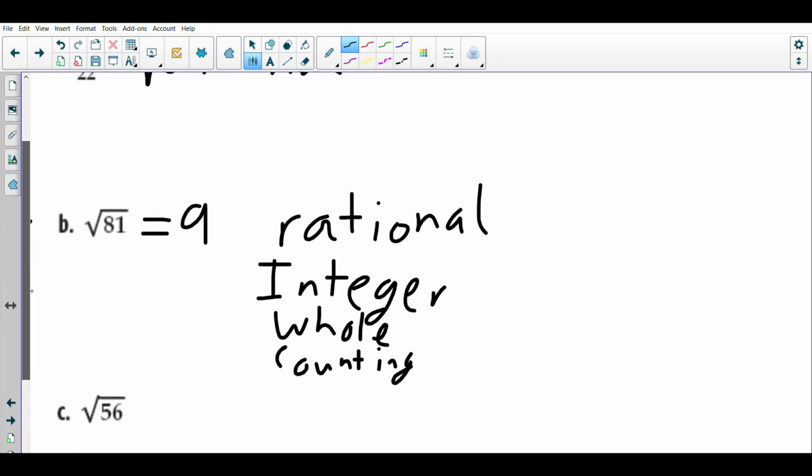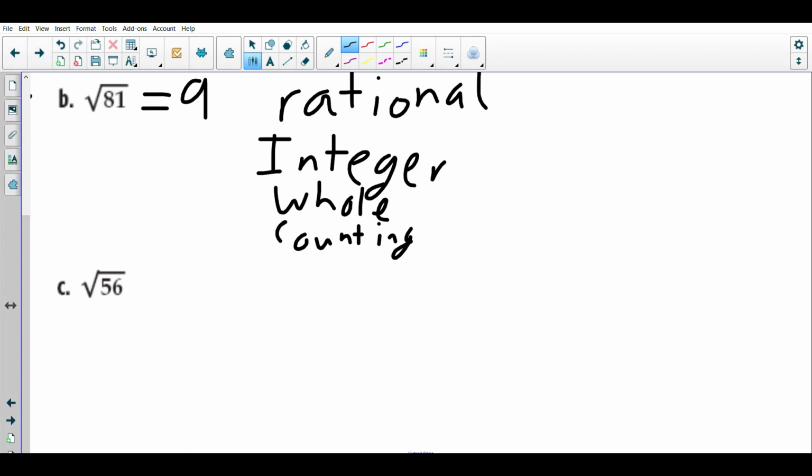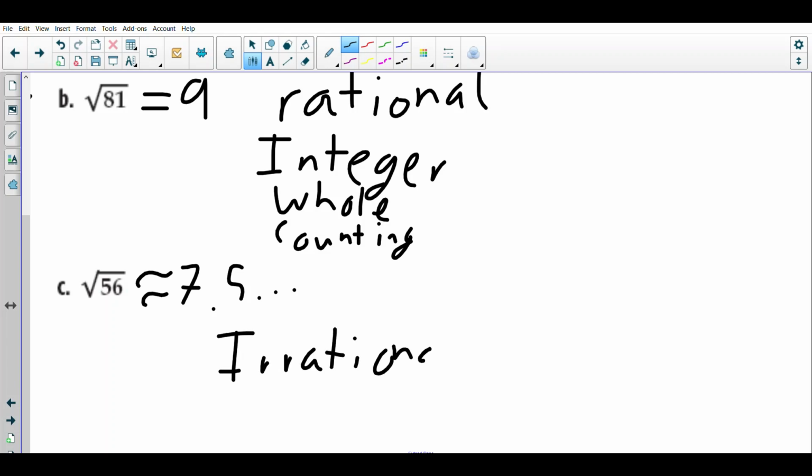All right, so there we go. Square root of 56. So the square root of 56, it's not a perfect square. The perfect squares are 49 and then 64. So even if I grab my calculator, I get 7.5 or so, but that decimal keeps going on. So I can't write it as a fraction, so it is irrational. And if it's irrational, that's all it is. There's nothing else to it.